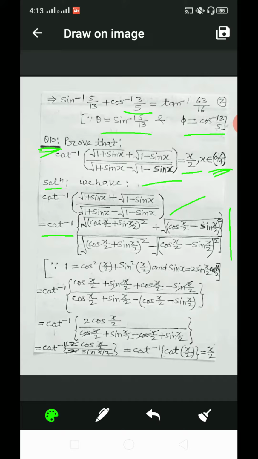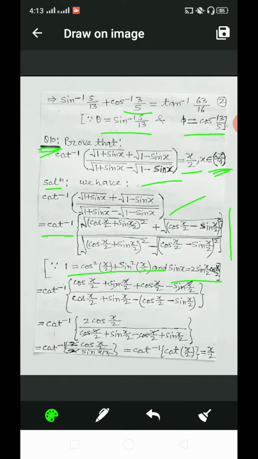And one can be written here as cos square x by 2 plus sin square x by 2, and sin x equal to 2 sin x by 2 cos x by 2. So, due to this reason we use here cos x by 2 plus sin x by 2 whole square and cos x by 2 minus sin x by 2 whole square.